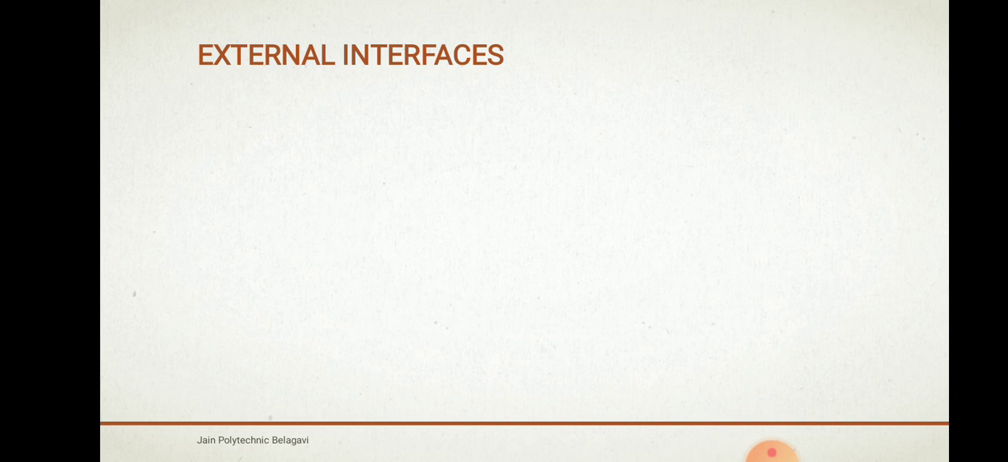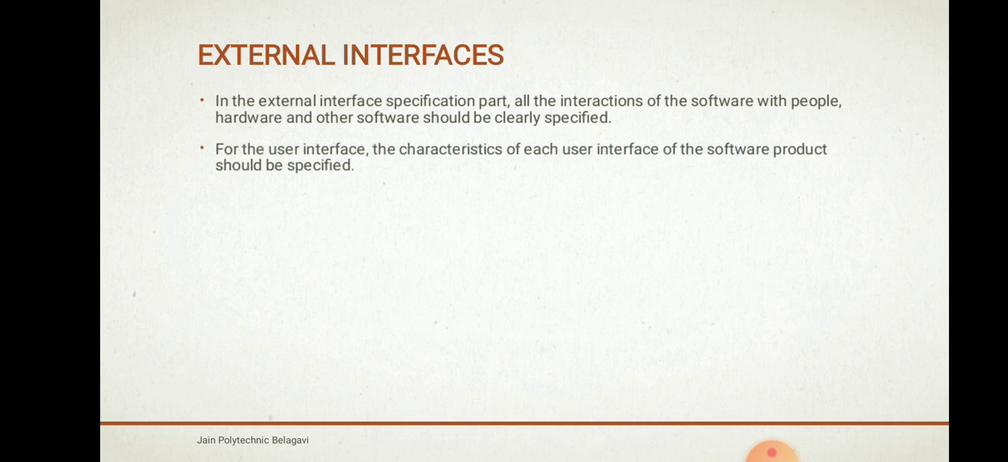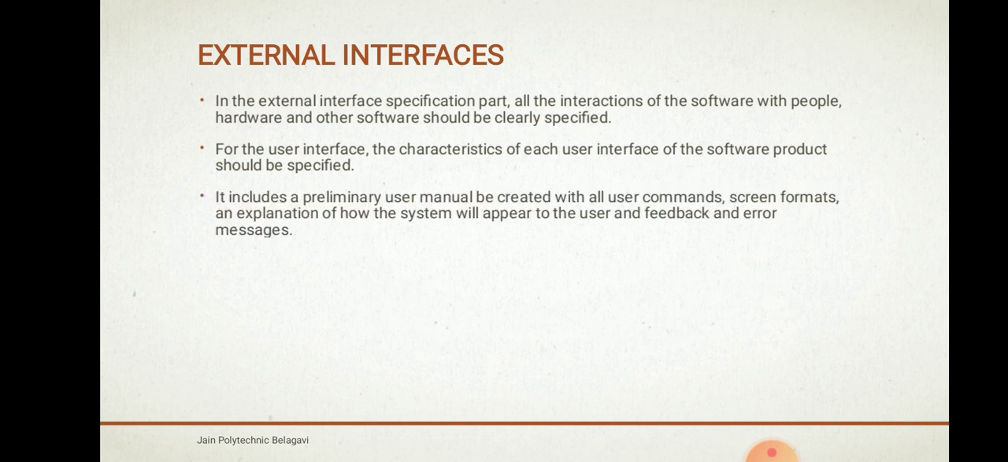Next one is external interfaces. In the external interface specification part, all the interactions of the software with the people, hardware, and other software should be clearly specified. For the user interface, the characteristics of each user interface of the software product should be specified. It includes a preliminary user manual created with all the user commands, screen format, and explanation of how the system will appear to the user, and feedback and error messages. So the meaning of external interface is how the interface should look, what error messages should come, and what commands should be executed. So all these requirements come under external interface.